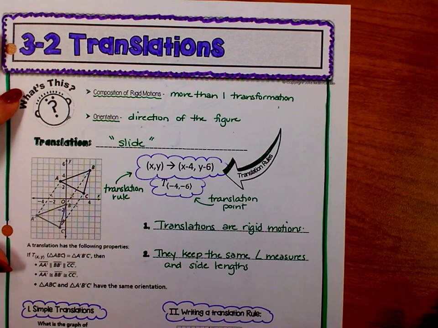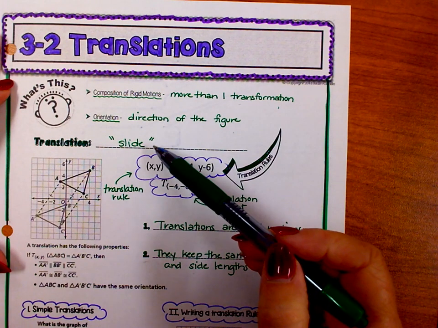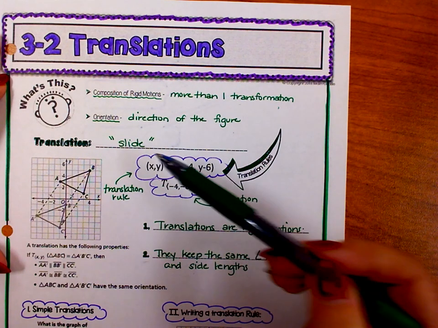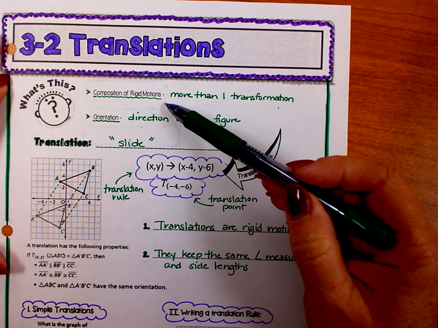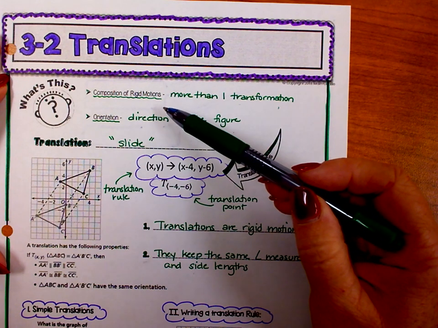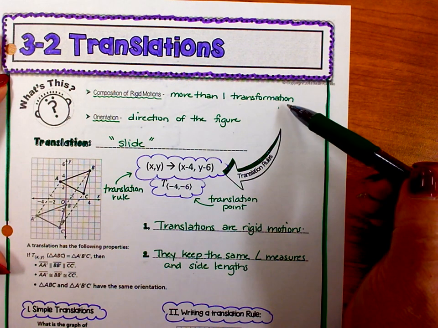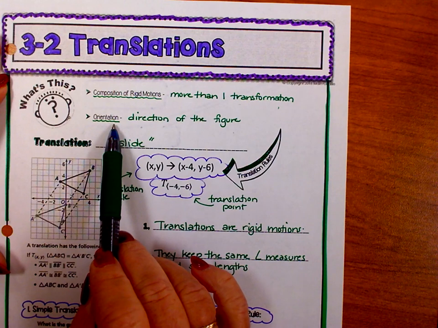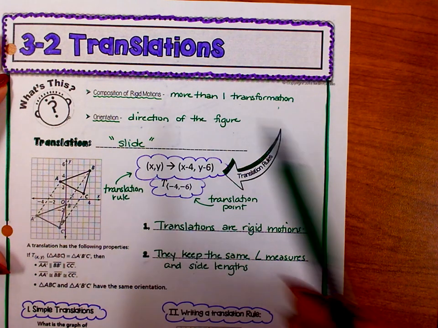Welcome back to the second section in the transformation chapter. The transformation that we're going to look at today is the translation. A translation is also called a slide. We're also going to look at compositions of rigid motions. A composition of a rigid motion is more than one transformation on a single coordinate plane. When we talk about orientation, we're going to be referring to the direction of the figure.